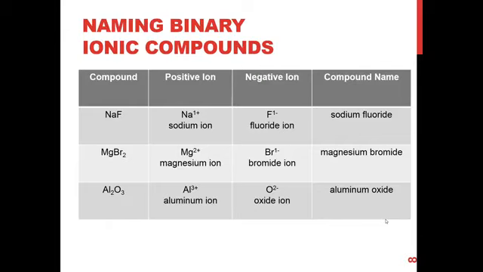Recall that we named that positive ion the sodium ion. The negative ion is F1-. Recall, we take the first syllable of the element name. In this case, the element is fluorine. So we take fluor, we drop the INE, and we add IDE. So F1- is the fluoride ion.